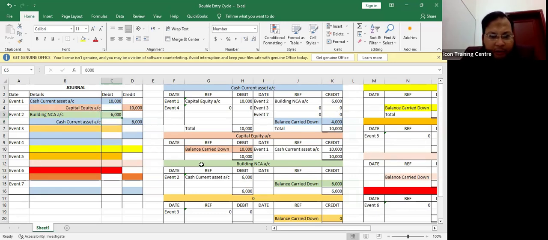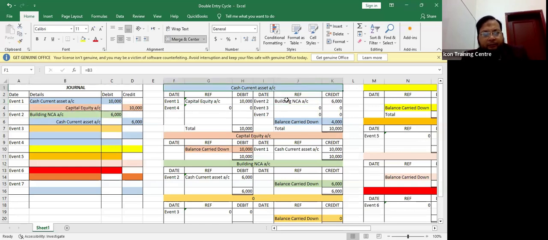Now we have to create another account which is called building account. And this building is being debited. So we put 6,000 on the debit side of the building. And the reason is cash current asset account. So we have put here cash current asset account. At the same time, if you talk about cash current asset account, it is being credited by 6,000. So we put 6,000 on the credit side. And the reason is building non-current asset account. This is the reference. So we put the reference here.